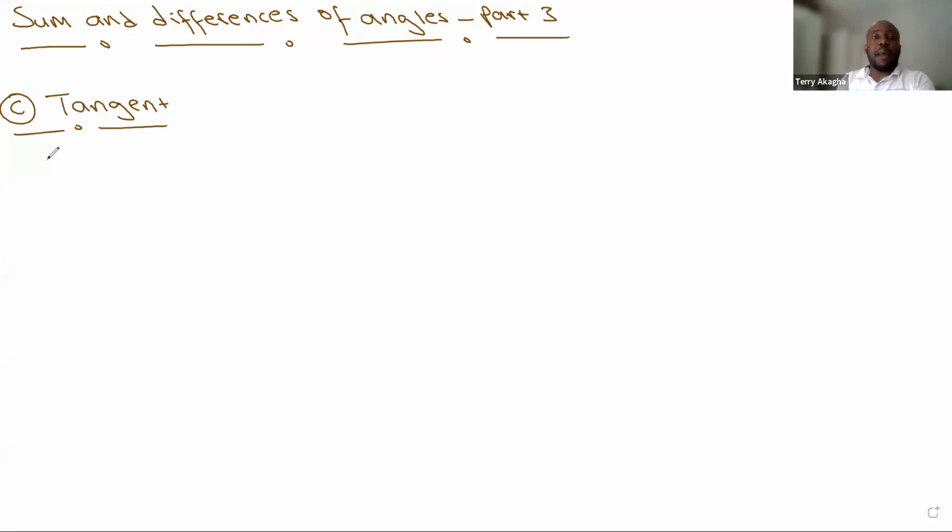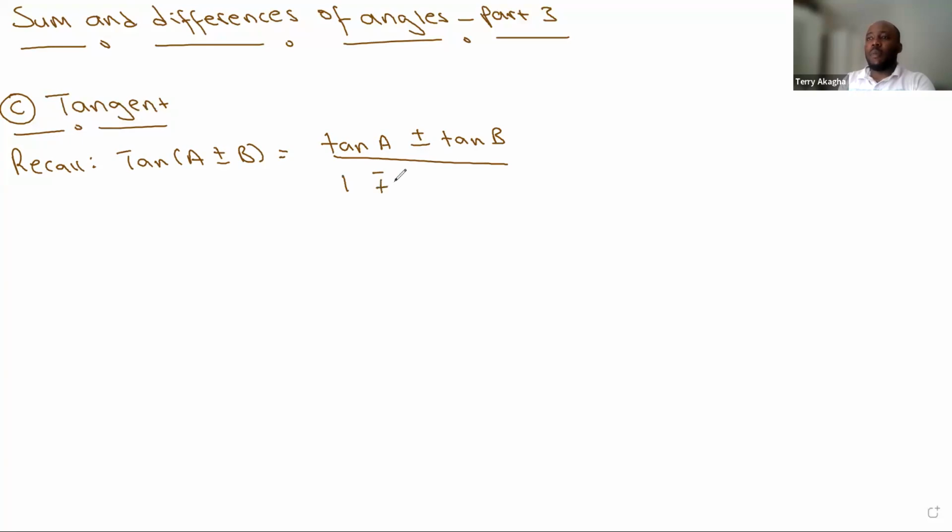So quickly, just to remind us, you should recall what we talked about for tan. When we have tan of A plus or minus B, I gave you several formulas for that, but one of them was tan A plus or minus tan B, divided by 1 minus or plus tan A tan B.